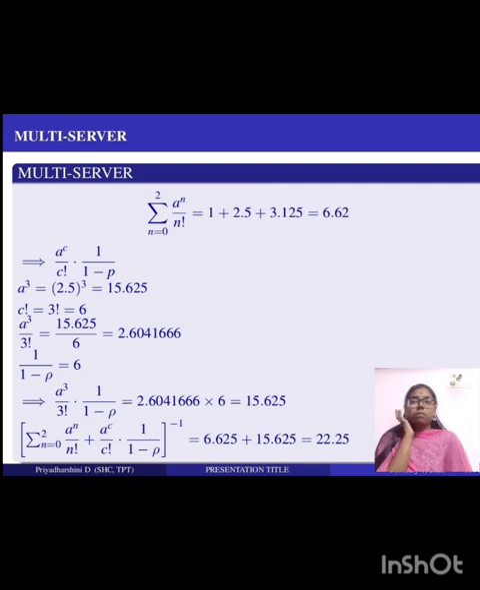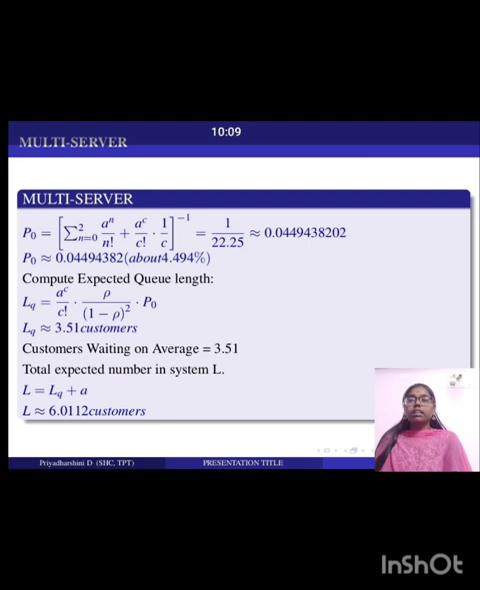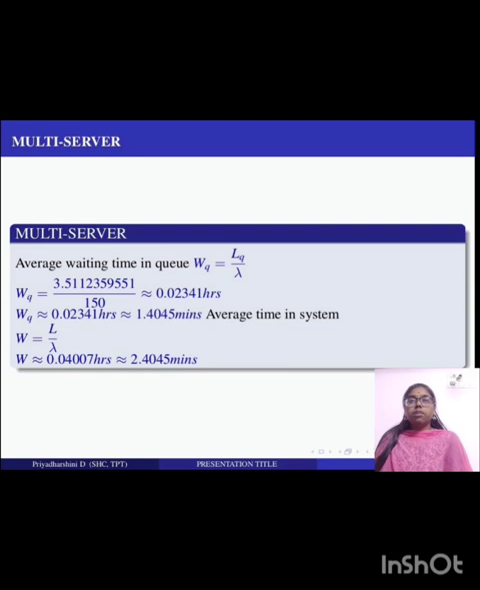The steady state formula is the same. For the P naught value, we substitute n equal to 0, 1, 2, and we get the P naught value as 4.494 percent, and LQ is 3.51 customers, and L is approximately 6.0112 customers, and W is approximately 2.4045 minutes.